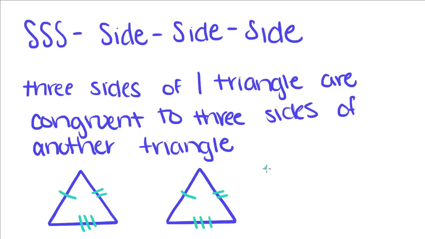Therefore, we're going to call this triangle A and this triangle B. Triangle A is congruent to triangle B.